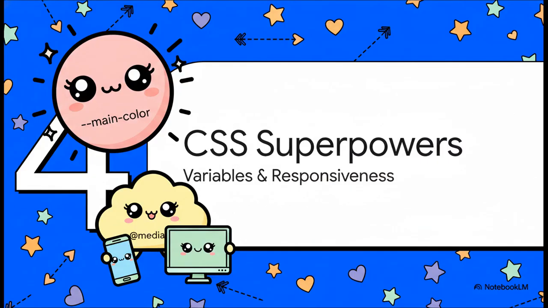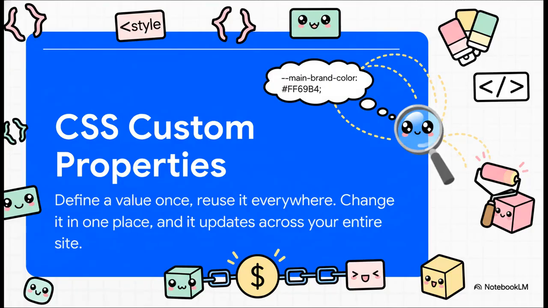Now, CSS hasn't just been sitting still. It has evolved, and we now have features that fundamentally change how we build websites. Let's look at 2 of the biggest superpowers: variables and media queries. First up, CSS variables, or as they're officially called, custom properties. This is an absolute game changer for maintainability.